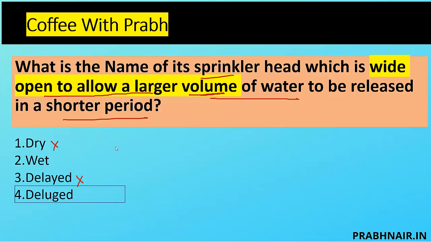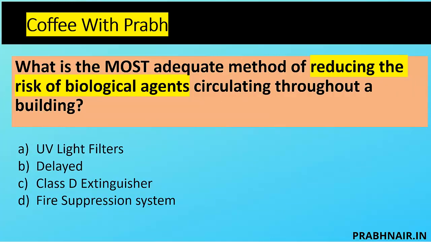Okay, let's move to the next coffee shot. What is the most effective method of reducing the risk of biological agents circulating throughout a building? It means what is an effective method we have to use?